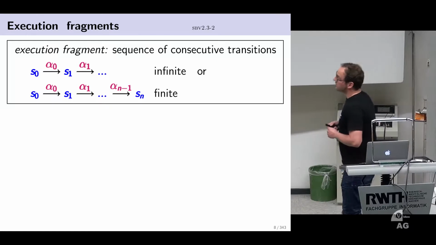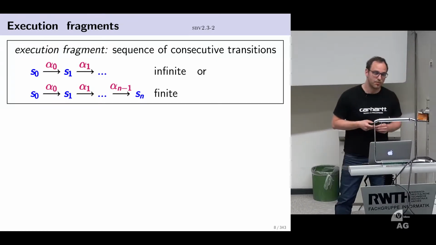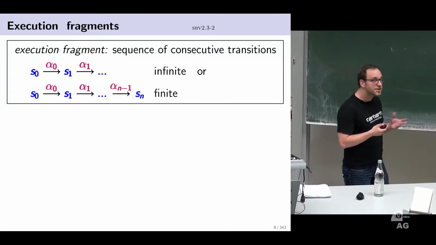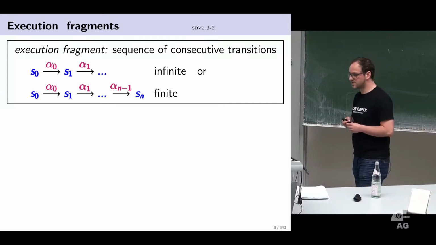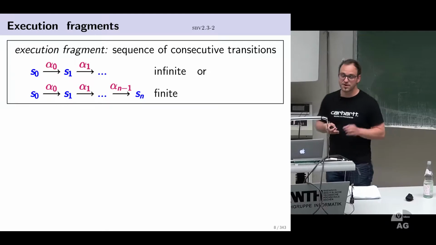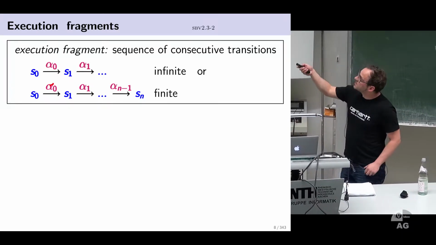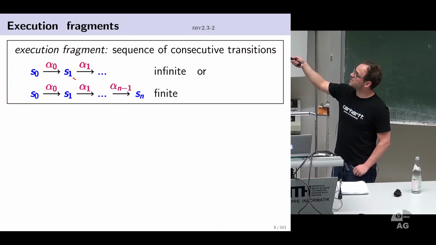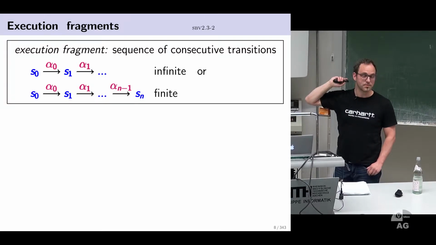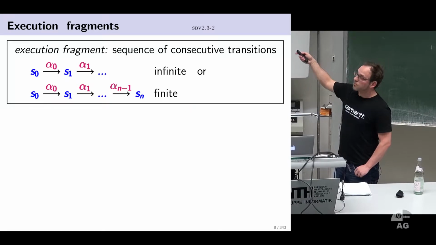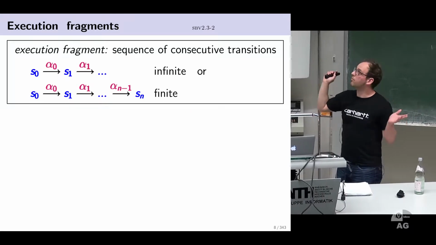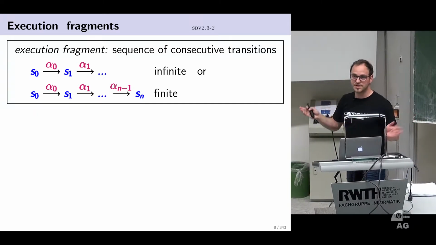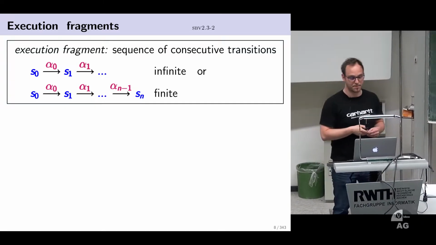Also, you already saw this on exercise sheet number 1. We're looking at execution fragments or executions of a transition system. So what's an execution fragment? It's a sequence of transitions from the transition system, so it's a state, action, and so on sequence. It may be infinite or it may be finite. It may stop at some point. It can stop at any point. It's just an execution fragment. It doesn't need to be maximal yet.